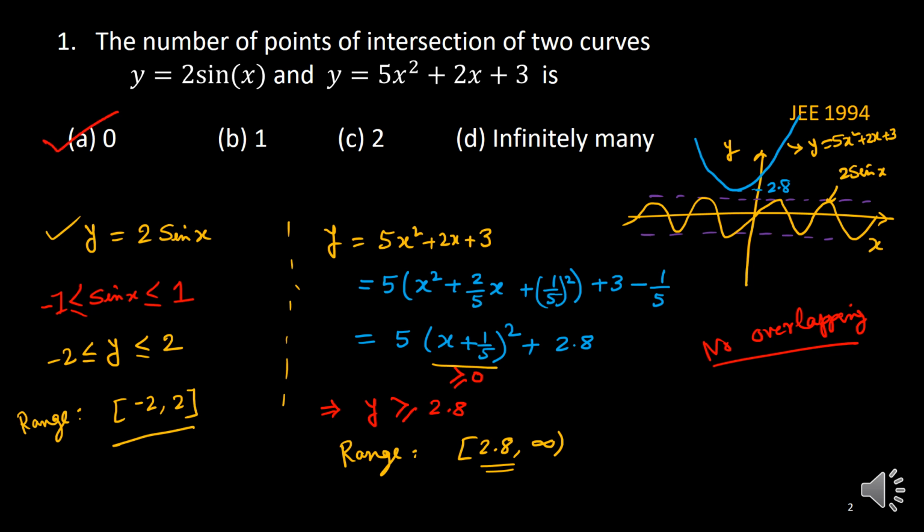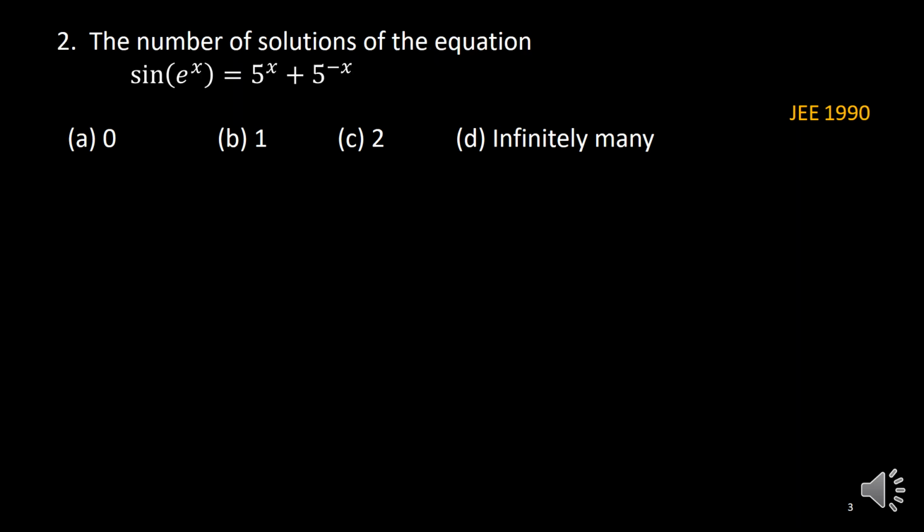Okay, I hope it is perfectly clear. Right, now we'll move to the next problem. So this one: sin(e^x) = 5^x + 5^(-x). This is the equation given. Now we need to find the number of solutions.